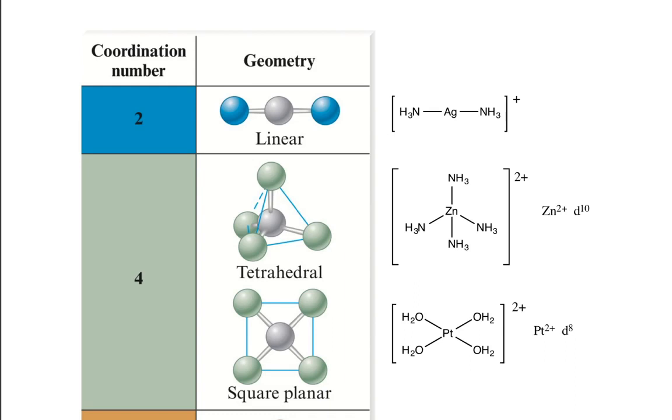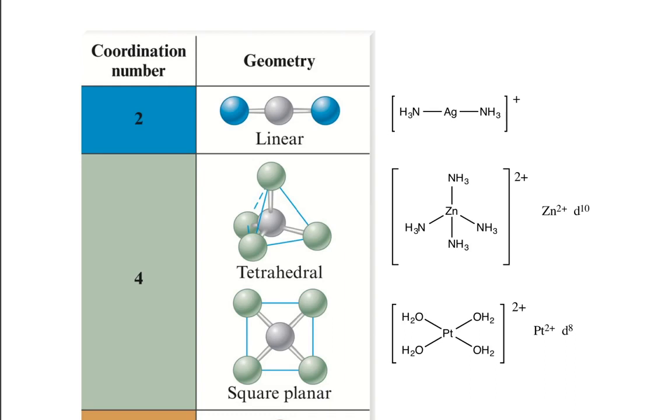So platinum has the electron configuration that shows we have in the metal, so before being charged, we have 6s2, and then we have 5d8. Well, it loses those 6s electrons when it becomes 2 plus, so it's simply a d8 ion.